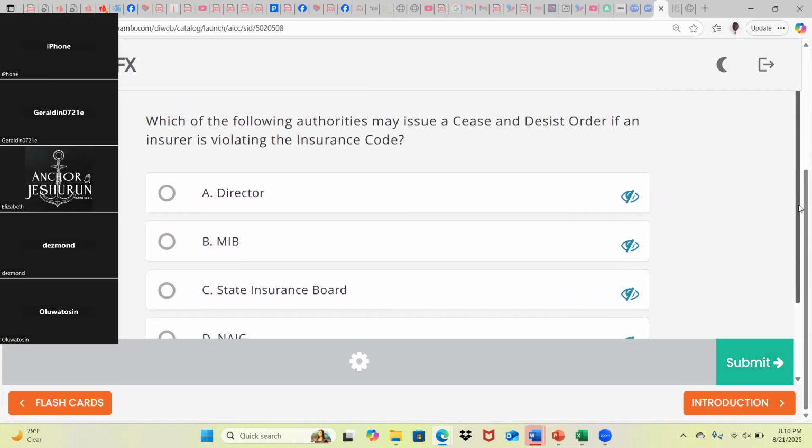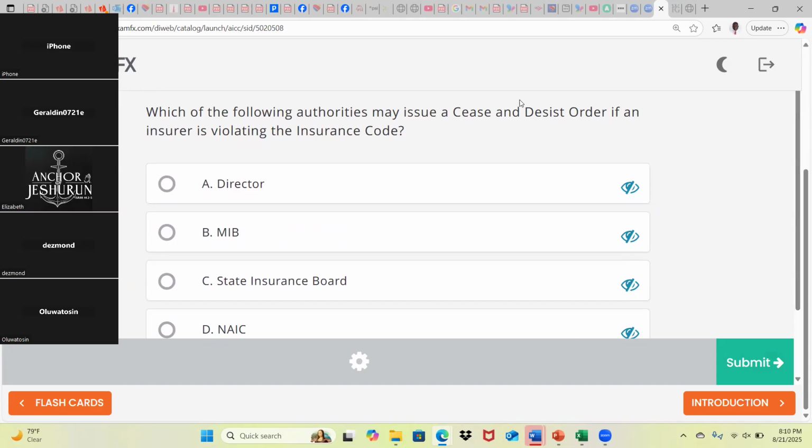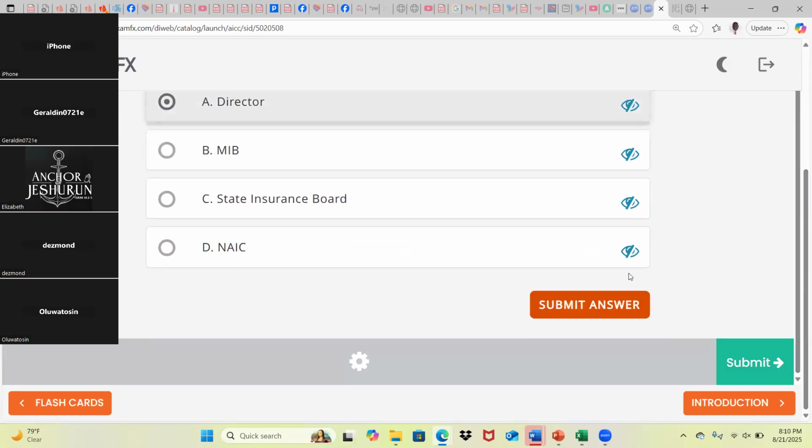Ibukon Noloa, can you read this one? Which of the following authorities may issue a cease and desist order if an insurer is violating the insurance code? The director, MIB, State Insurance Board, NAIC. I think it's the director. Right. Okay. Very true.